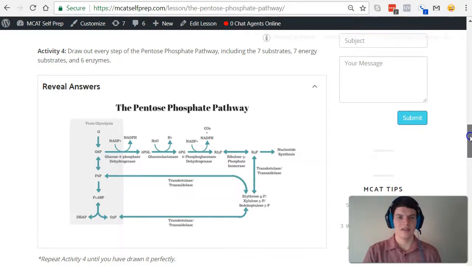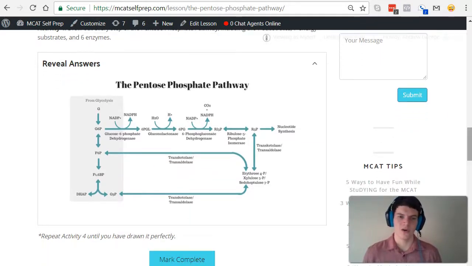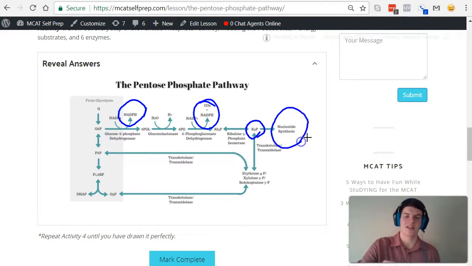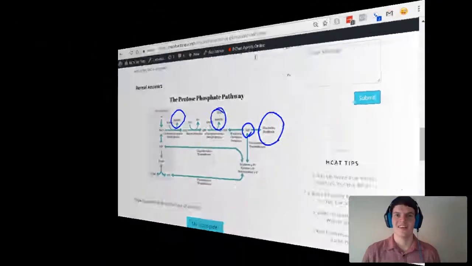So in terms of answering this question, what are the products of this pathway? Well, it looks like we're producing some NADPH as well as some ribose 5-phosphate, which we can use for nucleotide synthesis. Now, one thing that some of you might not be familiar with is what NADPH is used for.